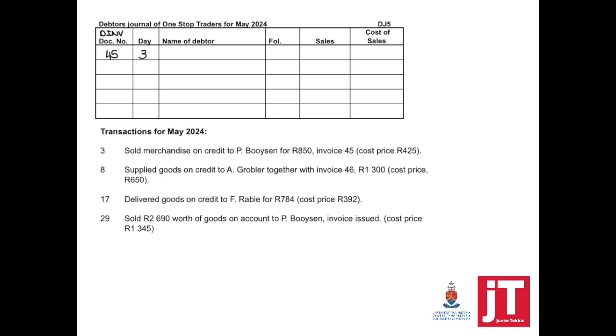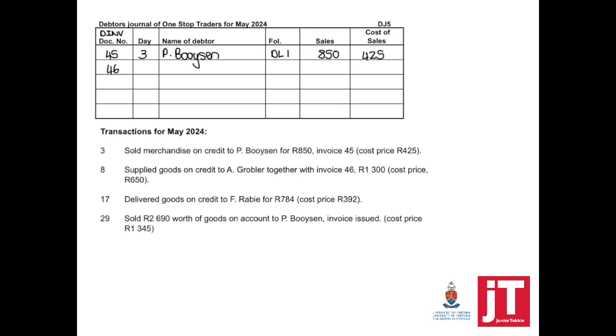This happened on day 3. Name of debtor, P. Boyson. For how much? $850, and the cost is $425. Now in the folio, we need to indicate that we are going to post this transaction to the individual's account, and that debtor is debtor number 1. That's why we've got debtors ledger.